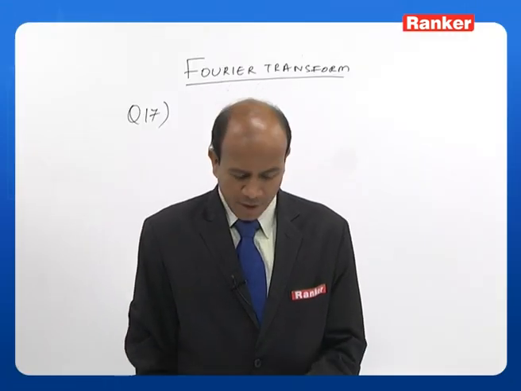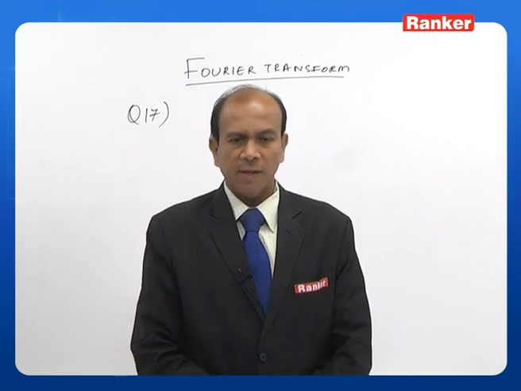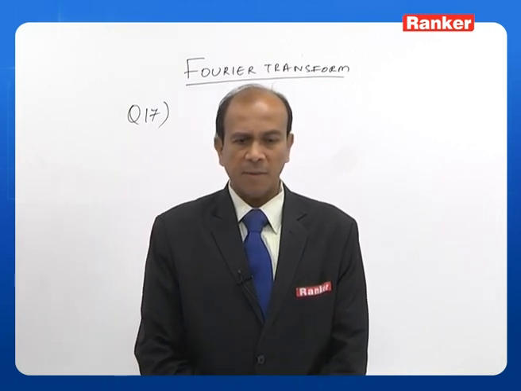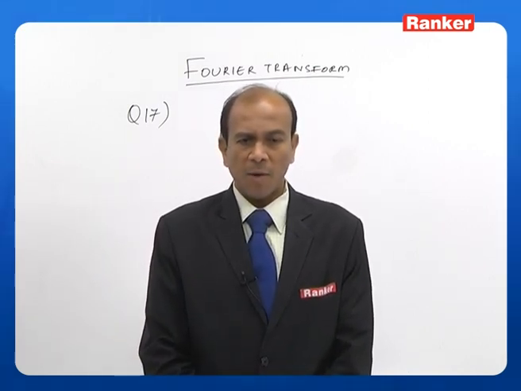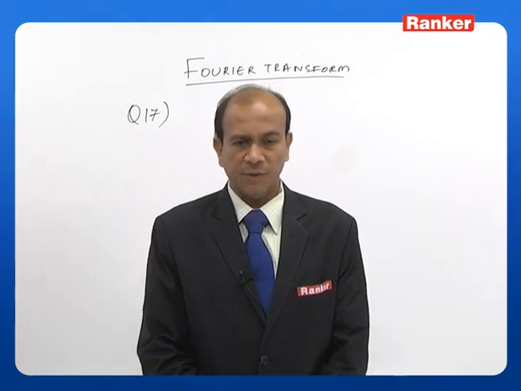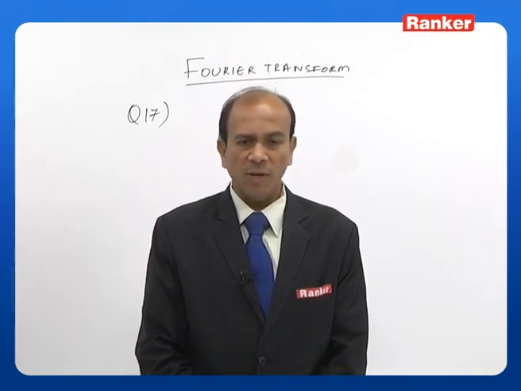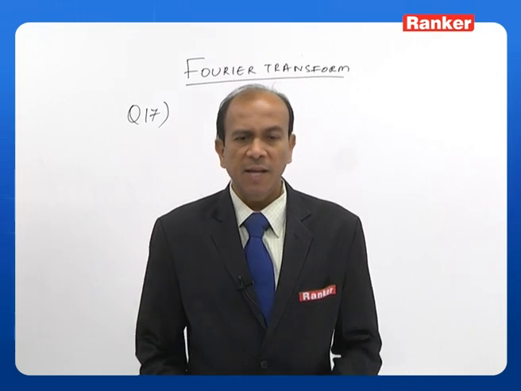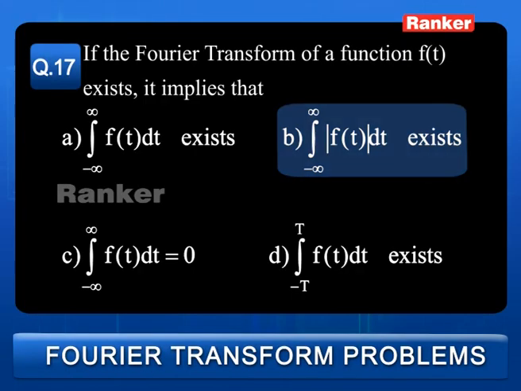The answer is B, that is integral minus infinity plus infinity mod of f of t dt exists. So, Fourier transform exists only when this condition is satisfied. The answer is B.